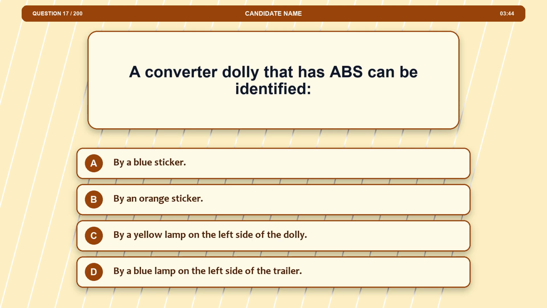Question 17. A converter dolly that has ABS can be identified: Option A, by a blue sticker. Option B, by an orange sticker. Option C, by a yellow lamp on the left side of the dolly. Option D, by a blue lamp on the left side of the trailer.